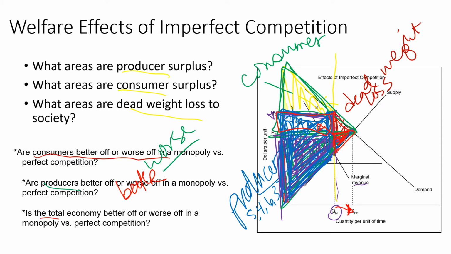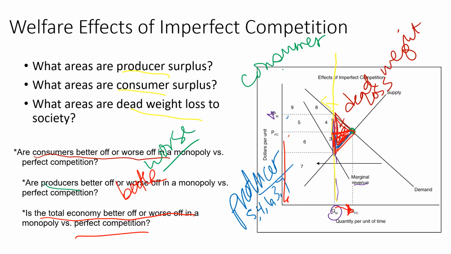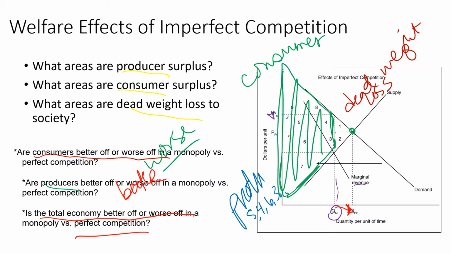Okay, is the total economy better or worse off? Well, to figure out the total economy, we need to take the area of both the producers and the consumers. So I'm going to clear this out for a second. This might help us. Okay, so for the imperfect competition, the total area that either producers or consumers covered was this green area here. So this was imperfect. And the total area that was covered in perfect competition was this triangle.